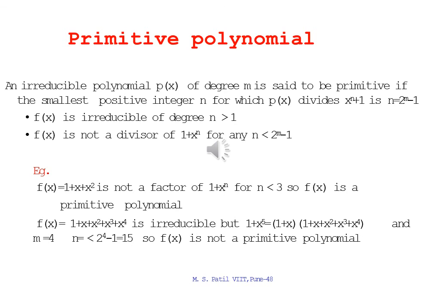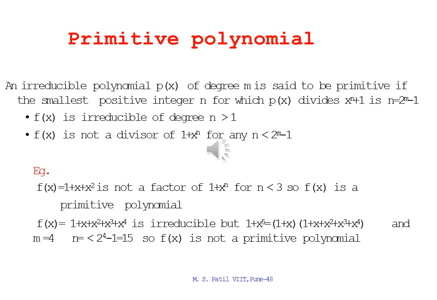Now if you see, 1 plus x square is an irreducible polynomial, which we have proved in the last slide, and it's not a factor of any polynomial 1 plus x raised to n where n is less than 3, because m is 2, the degree of this polynomial is 2, so n is 2 raised to m minus 1, so 2 raised to 2 minus 1 will be 3. So it's not a factor of 1 plus x cube or any lower polynomial. That's why it is a primitive polynomial.